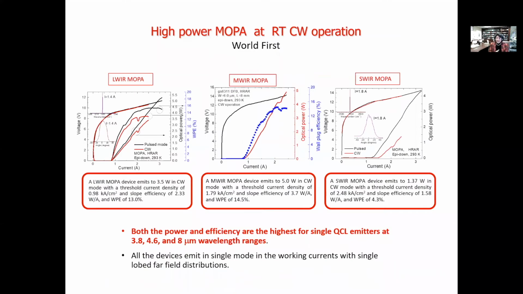And now the master oscillator power amplifier, for high power single mode at room temperature, at any wavelength from the short up to the long wavelength. Again, as I explained, we have to have high power continuous wave and at the same time single mode. So that is the MOPA. Both the power and efficiency are the highest for a single quantum cascade laser emitter at 3.8, 4.6, 8 micron wavelength range, and all the devices emit in single mode in the working current with single lobed far field distribution. This result, I believe, was just published.